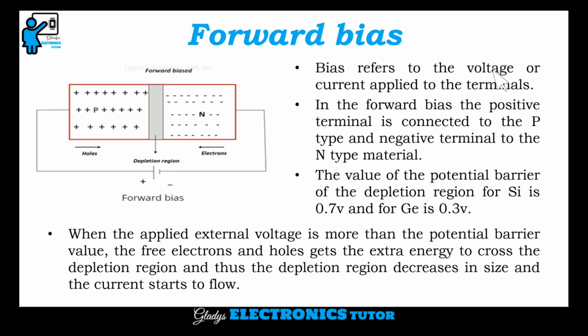Next we'll see about the forward bias. Bias refers to the voltage or current applied to the terminals. In the forward bias, the positive terminal is connected to the P-type and the negative terminal is connected to the N-type material. The value of the potential barrier of the depletion region for silicon is 0.7 volt and for germanium is 0.3 volt. When the applied external voltage is more than the potential barrier value, the free electrons and holes get the extra energy to cross the depletion region, and thus the depletion region decreases in size and the current starts to flow.